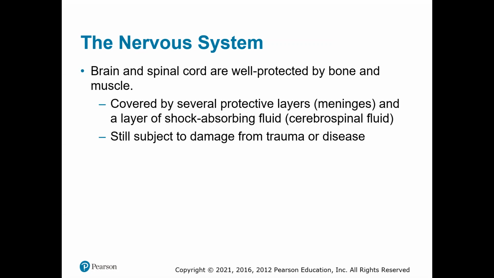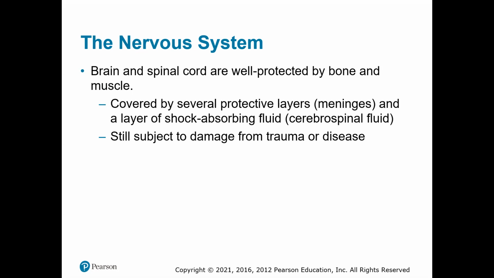Nervous system, how does the brain send signals to the rest of the body? From the medulla oblongata down to the heart, to the lungs, to the diaphragm to make us breathe in and out faster. Well, it's all with the nervous system. So brain and spinal cord are well protected by bone as well as muscle.